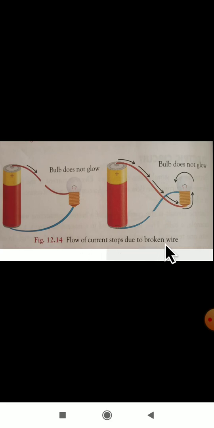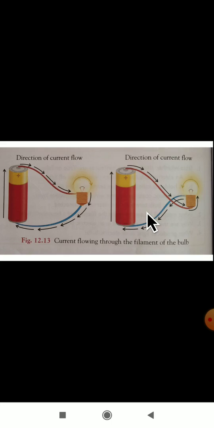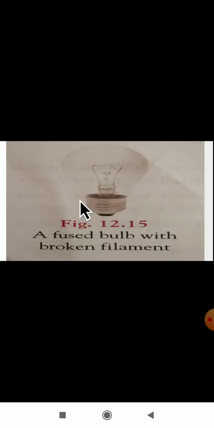Why has the bulb not glown here? Because the flow of current stops here because of the broken wire. So the bulb doesn't glow. But in this case you have seen how the bulb has glown. The connection should be proper and the wire should be proper, then only is there a possibility of the bulb glowing.